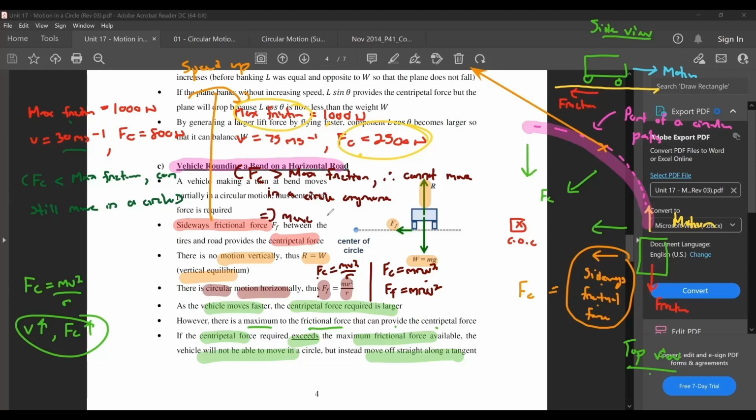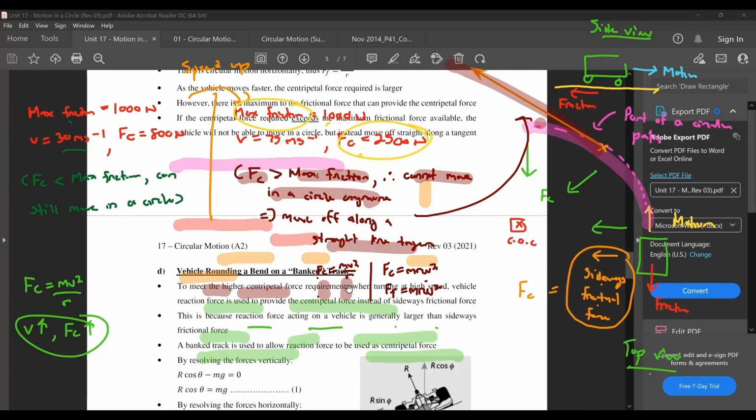Instead, you move off along a straight line tangent, which is this one here. When your centripetal force required is more than what the friction can provide, you cannot move in a circle anymore. You instead start to move off along a straight line tangent, which is this one. So this is what you can say: it moves off along a straight line tangent. That's why we cannot move too fast. If you move too fast, you come to a point that friction cannot provide you your centripetal force anymore.